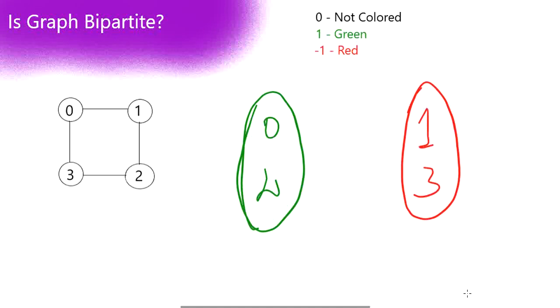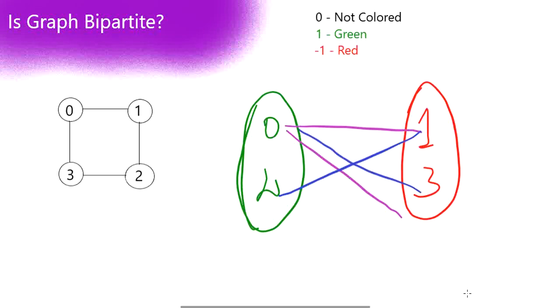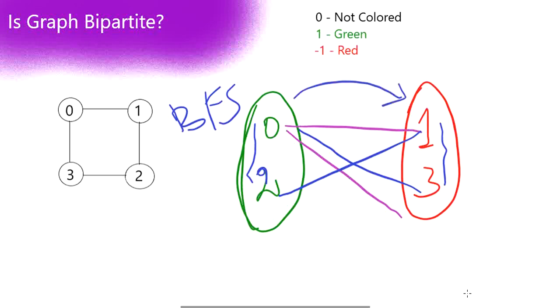Now if you see, 0 is connected to 1 and 3, and 1 is connected to 2, and 3 is connected to 0 again. So they are interlinked across sets. The same way, we are going to traverse our graph using BFS and map the colors to each node. Once all the coloring is done, if no elements from one set are connected to each other and are only connected to nodes from the other set, then it is said to be bipartite, true.